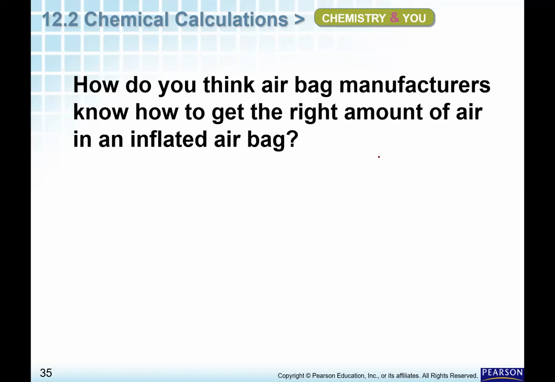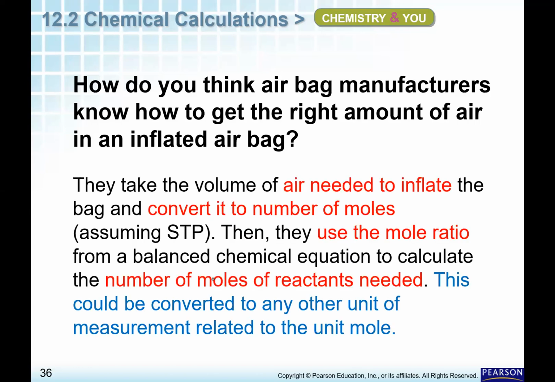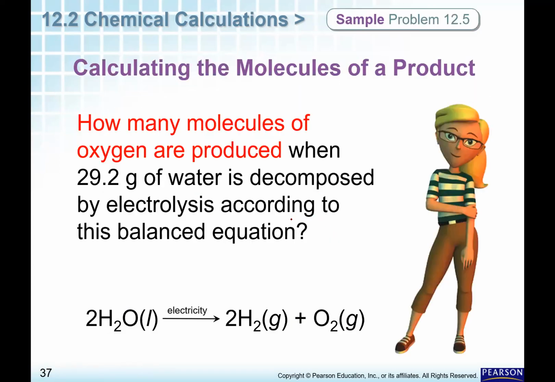That's not the answer, Eileen. That's not under STP. Thank you very much for mentioning that, but that's not what we're looking for. What we're looking for is the following answer, which is they take the volume of nitrogen in the bag and convert it into moles. That is number one.